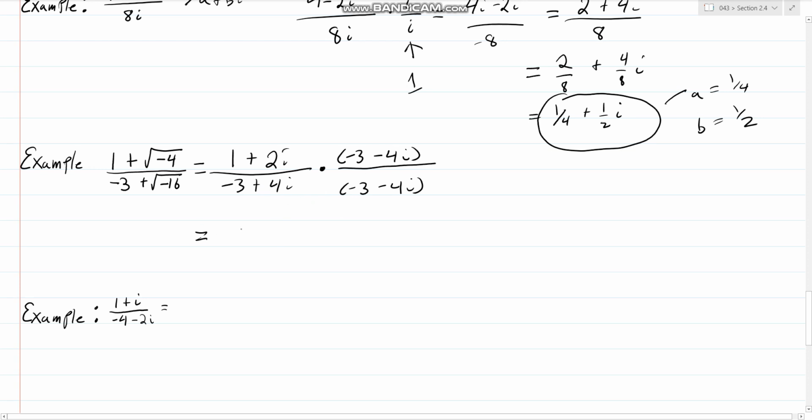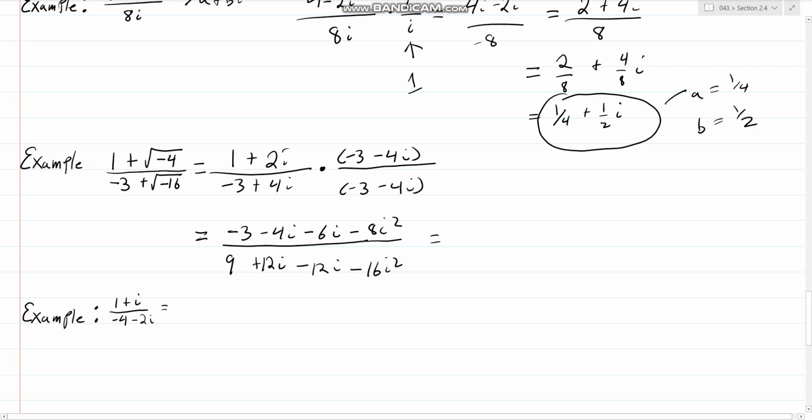Okay, let's do it. So on the top, we're going to have -3, -4i, and then -6i minus 8i squared, if I distributed that right. And then the bottom, we have +9 plus 12i minus 12i minus 16i squared. I think I did that right. No, I didn't. I should write 12 there.